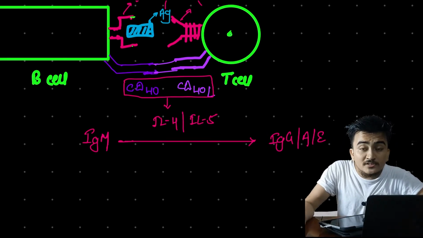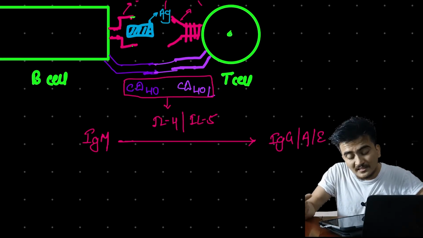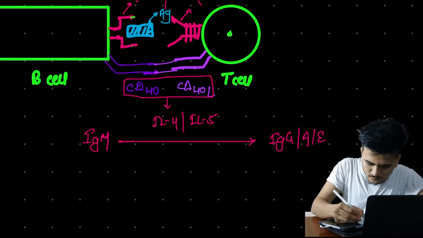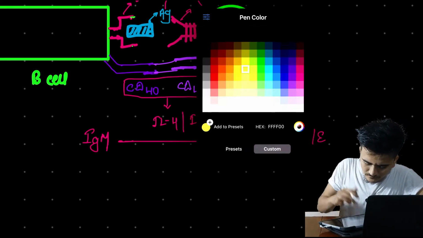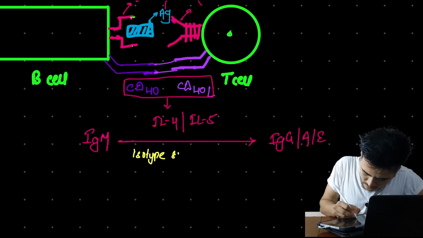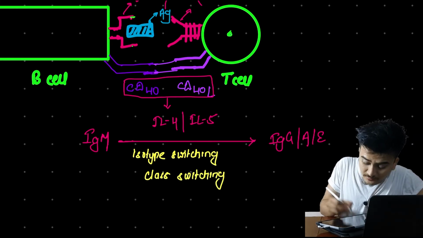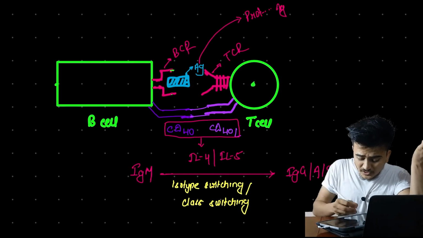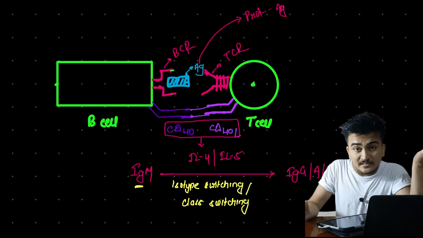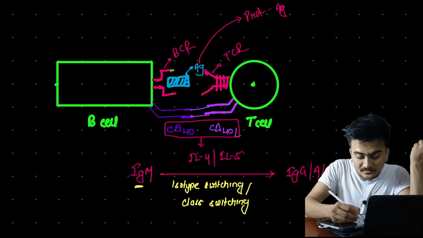What is this process called? This process is called isotype class switching. We can say isotype switching, or we can say class switching. So let's mention it here. What I said is, this is called isotype switching or class switching. Both are the same thing. That means initially the antibody that we get is IgM, and with the help of interleukin 4 and 5 it is converted into other types of antibodies.